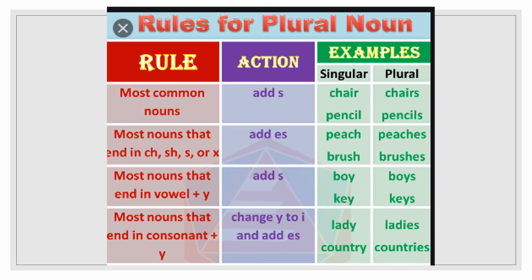So these are some of the rules we saw: adding an S or an ES or an S if it ends with a vowel and a Y, or adding an IES if it ends with a consonant and a Y, and also a VES if it ends with an F or an FE.